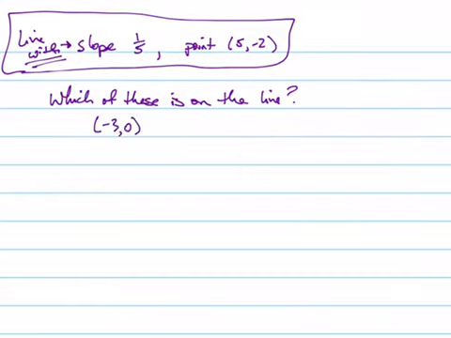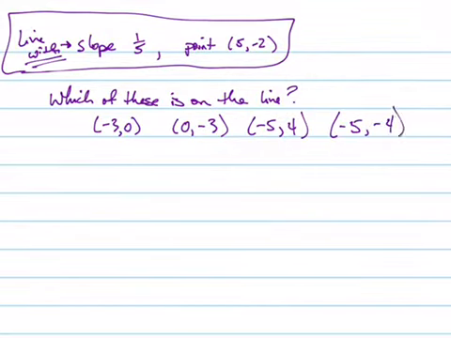(-3, 0). They give you (0, -3). They give you (-5, 4). And they give you (-5, -4). There's a couple ways you can do this problem, but I'm just going to use this to kind of teach you some key elements of Algebra 1.